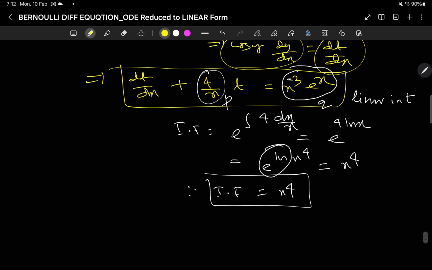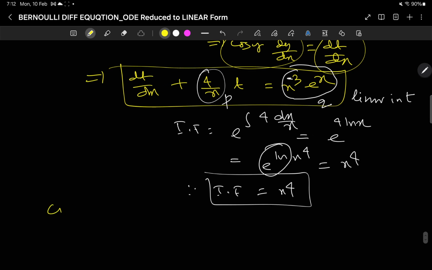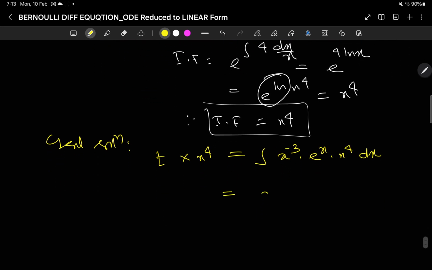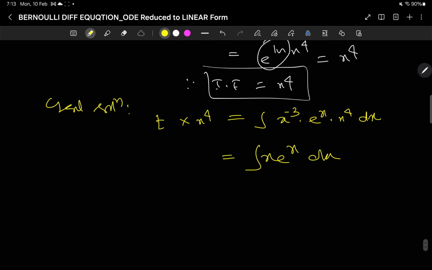Now you multiply both sides and find the general solution. So the general solution is t into x to the power 4 equals the integral of the right hand side, x to the power minus 3 into e to the power x into x to the power 4 dx. So this is equal to the integral of x e to the power x dx. Just apply integration by parts here. So applying by parts, it is x e to the power x minus 1 into e to the power x plus some c.